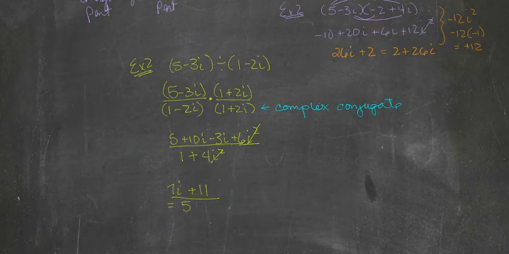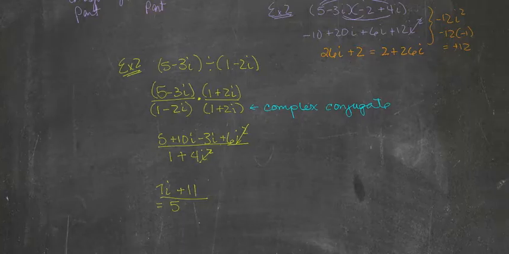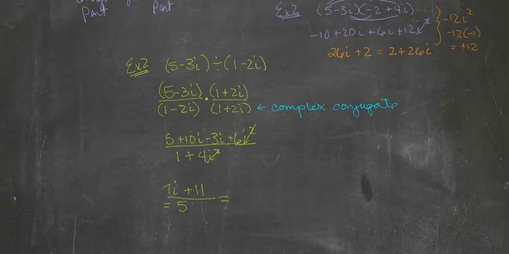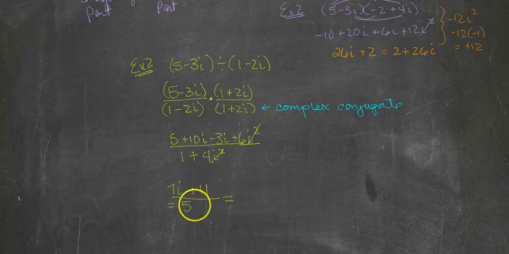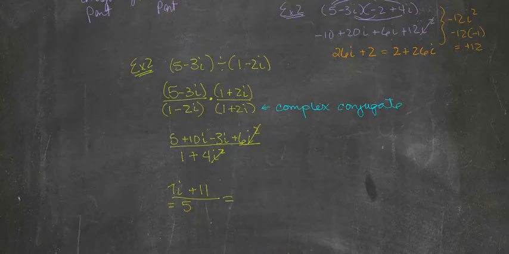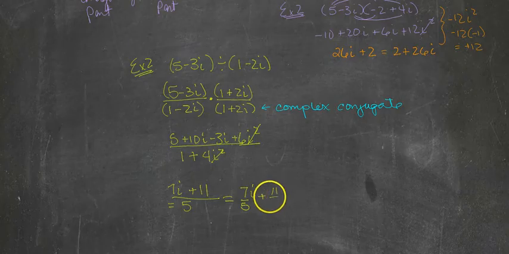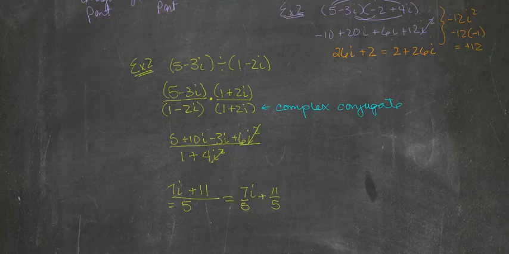Now, this part, it doesn't matter to me whether you write the i's in the front or the i's in the back, but the convention is that we don't keep this 5 in the denominator. We don't keep it written like a rational number. We actually write this as 7i over 5 plus 11 over 5. So we're going to switch it to the a plus bi form, or ai plus b form.